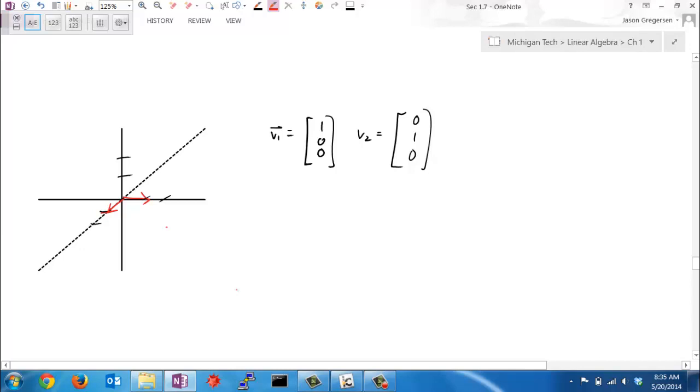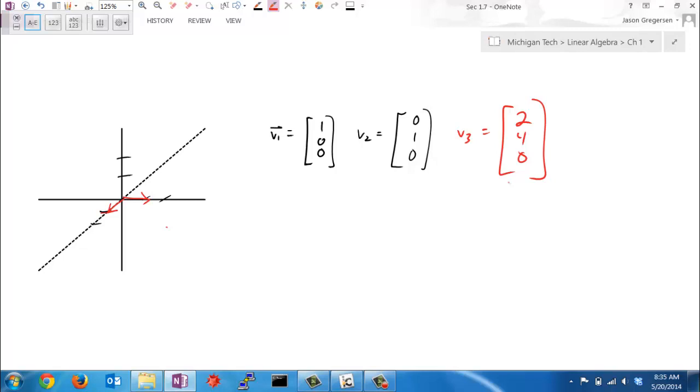Let's add a third one. Let's add 2, 4, 0. Now I have three vectors. Do these three vectors span R3? They don't, right? You can kind of see that they don't because there's no way I can get some value in that third component. But in other cases, it might be more complicated.